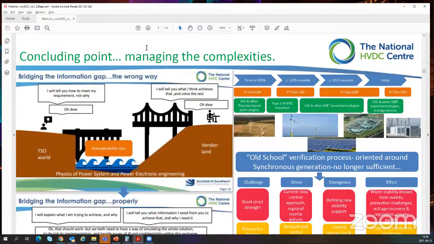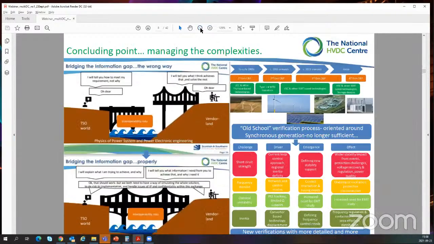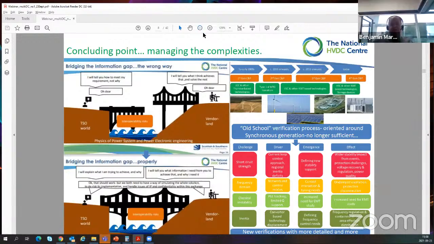Yes. And it's really about making sure that we're managing the information gap in the right way. So we're used to a world which is kind of in the top left insert, where I will tell you how I want to meet my requirement in the TSO world, and a vendor will tell me how he thinks he achieves that, and he'll sort out the gaps in between. And that's worked because conventional understanding of a classical power system has meant that you can fill in those gaps quite readily.